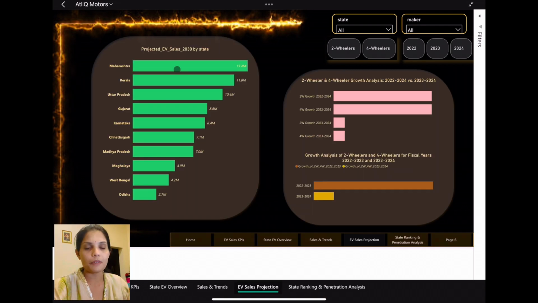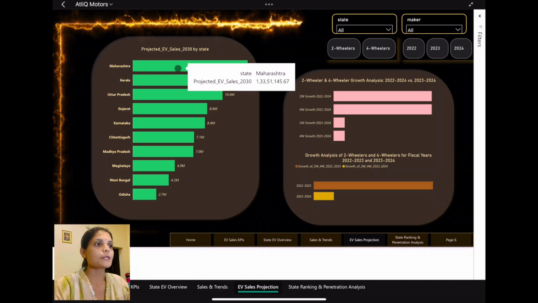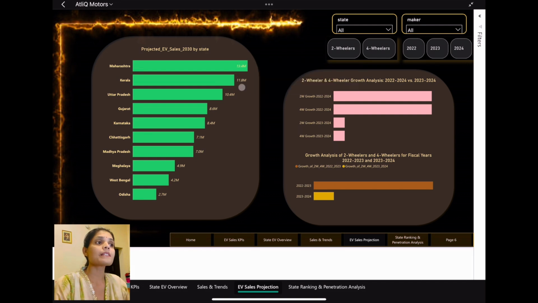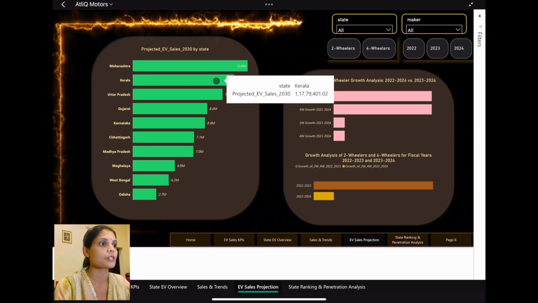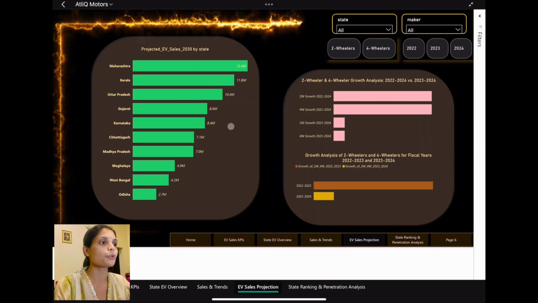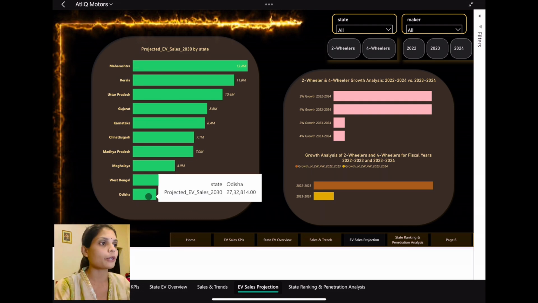Now let's see the EV projection. Maharashtra is expected to top the EV sales chart by 2030 with around 13.4 million units. This large number highlights a strong market position driven by its big population and expanding EV infrastructure. Kerala is projected to sell about 11.8 million units, while Uttar Pradesh is expected to reach around 10.4 million units. These states have large populations and are showing growing interest in EVs, making them more important for market growth.